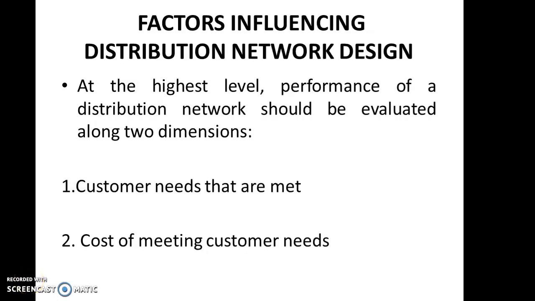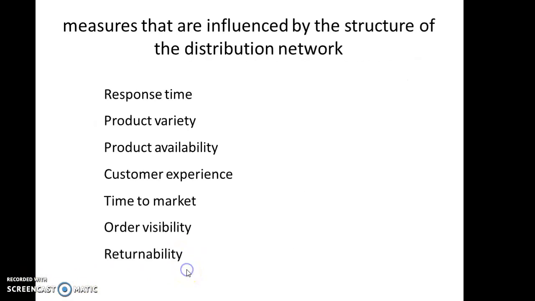Next, we see the factors influencing distribution network design. At the highest level, the performance of a distribution network is evaluated through two dimensions. One is customer needs that are met. The other one is the cost of meeting the customer needs. The highest aim of any distribution network is that we have to satisfy the customer's request. That is, we have to satisfy the customer needs. The second is the cost of meeting the customer needs, because the customer is always looking for the product at a lower cost, so we have to think of the cost of meeting the customer needs.